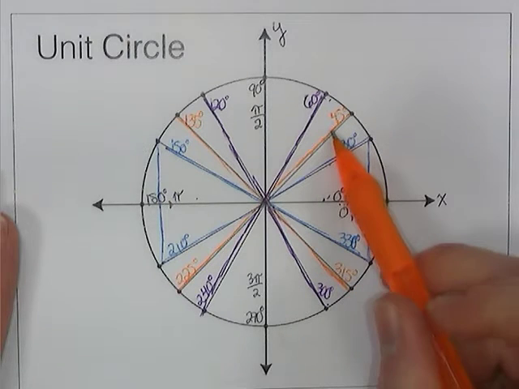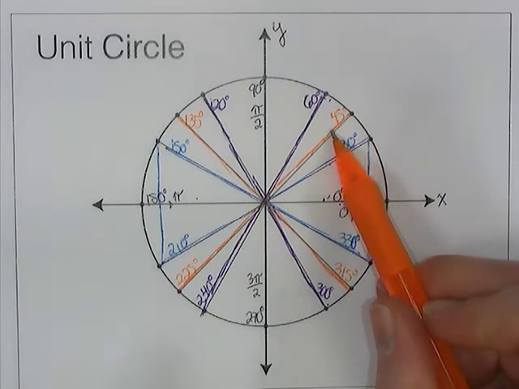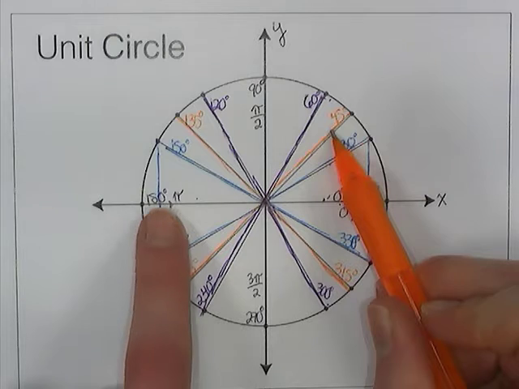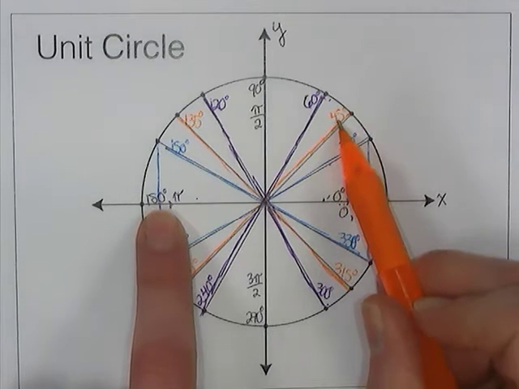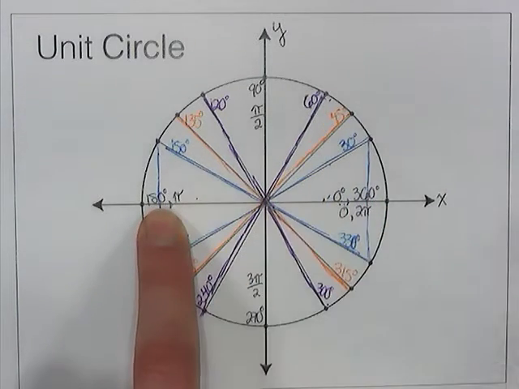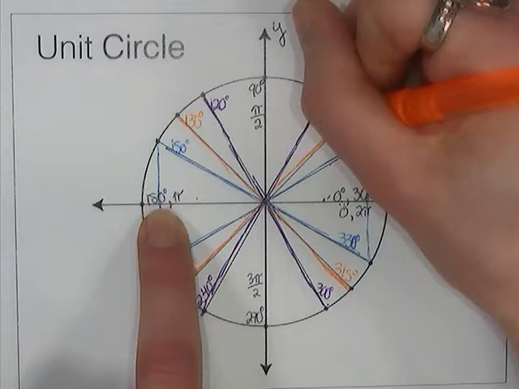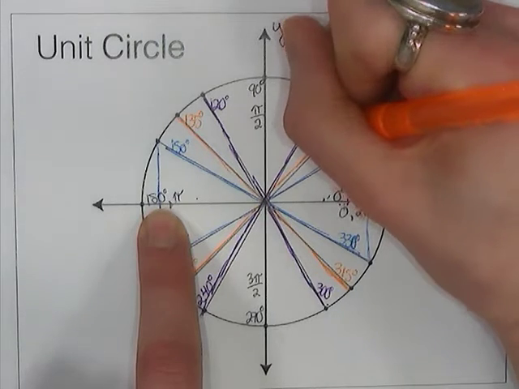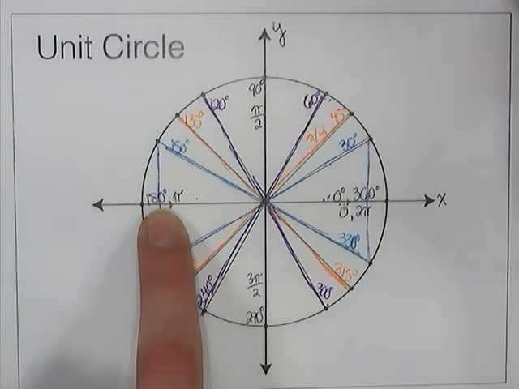Next, we'll think about the orange angles in radians. So, how does 180 compare to 45? Well, 45 is a quarter of 180, and you can see that this is broken into 4 quarters. So that means that 45 degrees in terms of radians is going to be pi over 4.